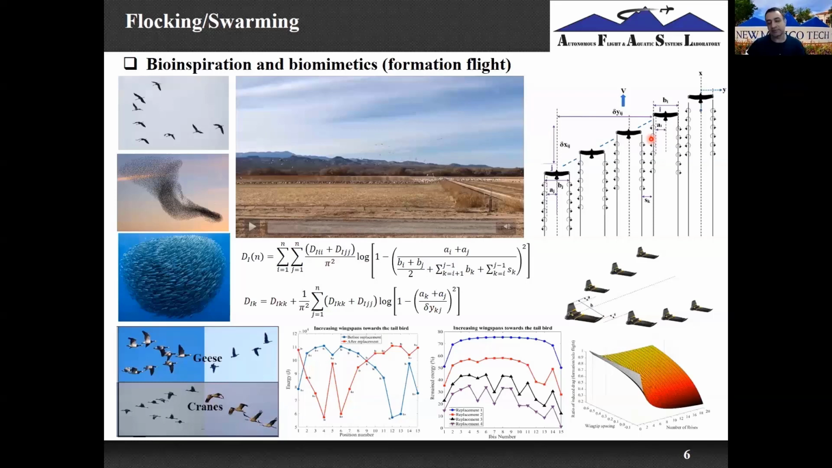But sometimes, if you just have one bird flying, we will see some challenges here. If they don't switch their positions, the front bird usually consumes more and more energy than the others. So what would happen here?